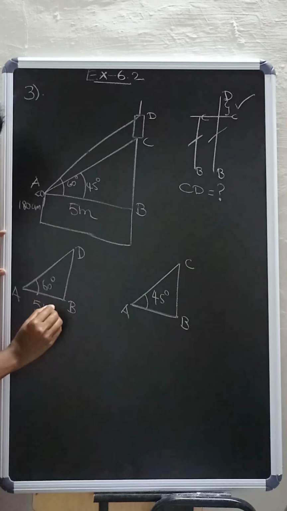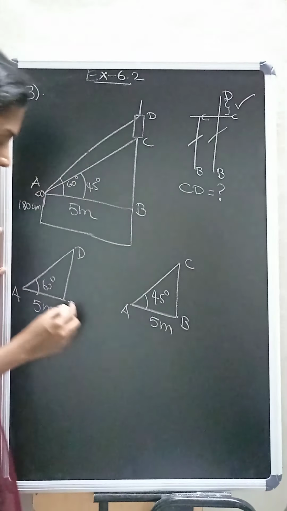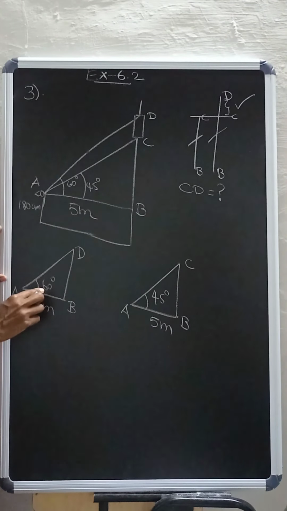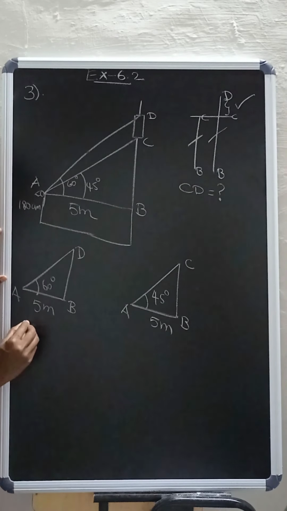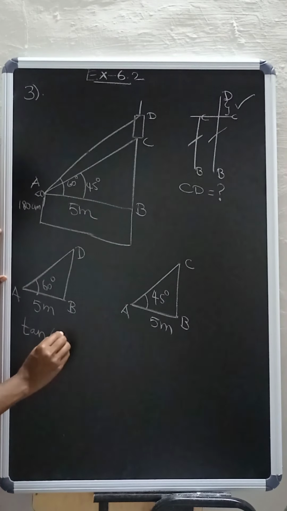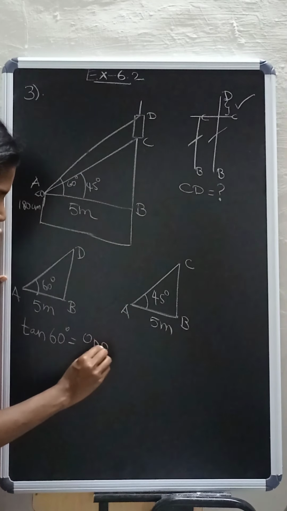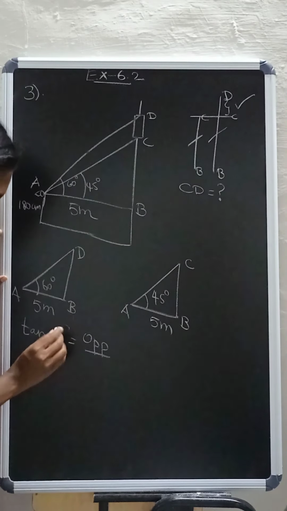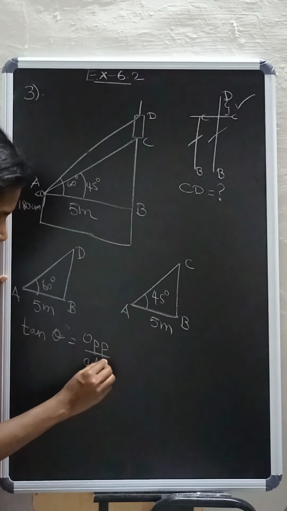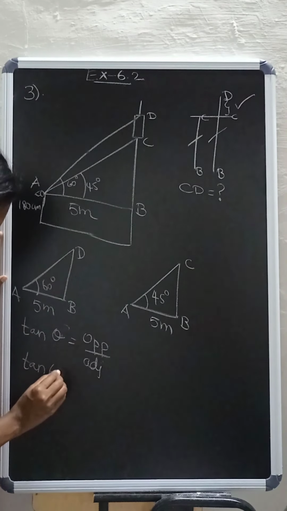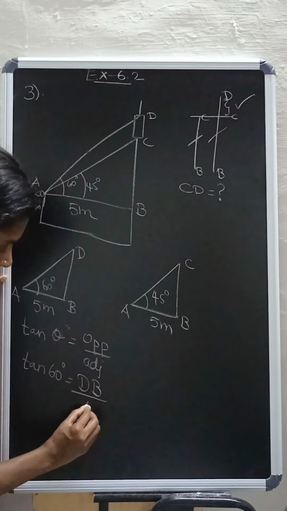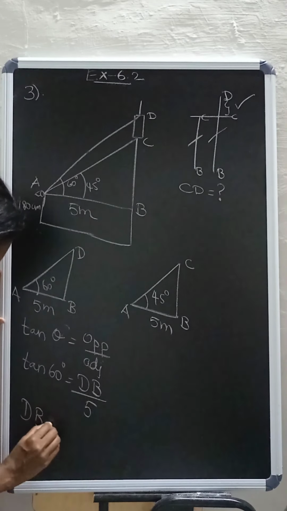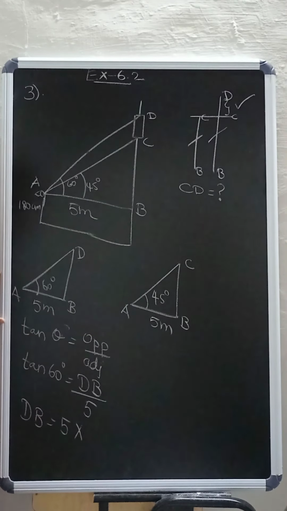Here you have 5 meters, here also 5 meters. Now this is the angle theta. So this is opposite and this is adjacent. So what angle we have with opposite and adjacent? Tan theta. So tan theta is equal to opposite by adjacent. Tan 60 degrees is equal to BD by 5. So BD is equal to 5 into tan 60.